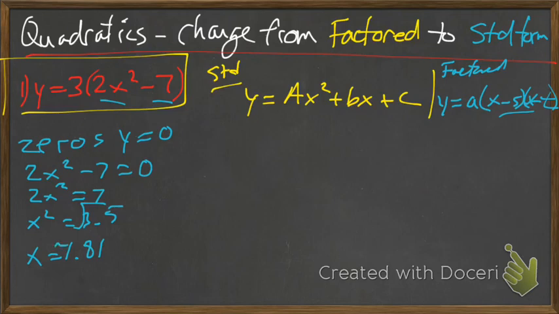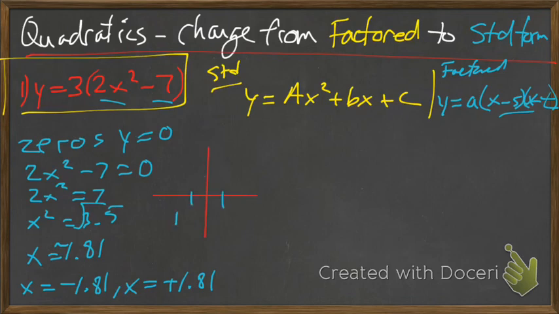Now, it's not positive or negative, because anytime we square a number, say we square negative 5, that's going to give us 25. If we square positive 5, that still gives us 25. So we don't know if these zeros are positive or negative. So in fact, what we say is x is equal to negative 1.81, and x is also equal to positive 1.81.